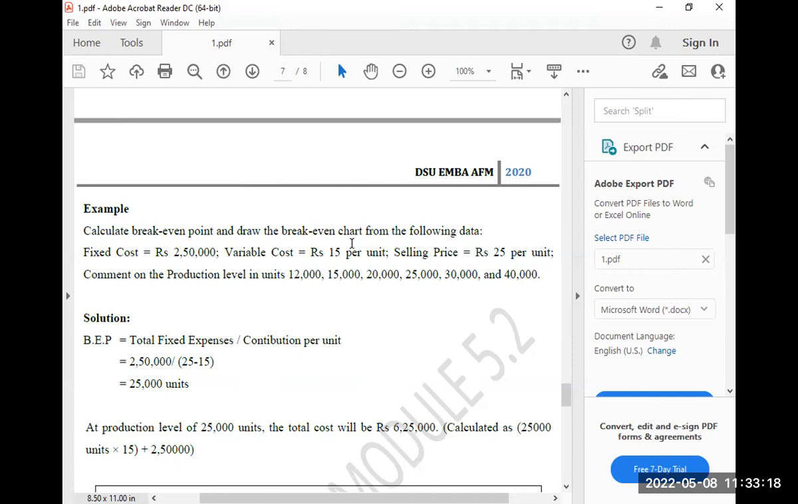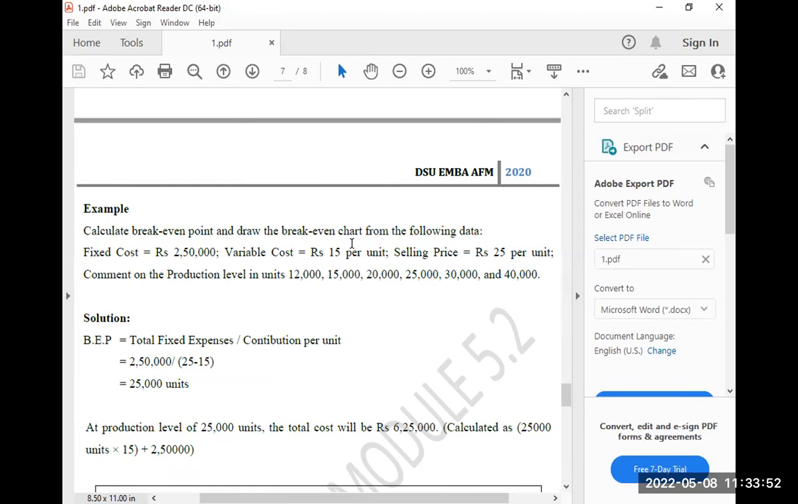So now there is some data. Fixed cost of a company is 2,50,000. Variable cost to make one unit is rupees 15. Selling price for one unit is 25. And then they are asking you to comment on the company's production level in units of 12,000, 15,000, 20,000, 25,000, 30,000, and 40,000. If the company is producing only 12,000 units, what's the status? What is the break-even point, or what is the level of the company? Okay, that's what you have to calculate.